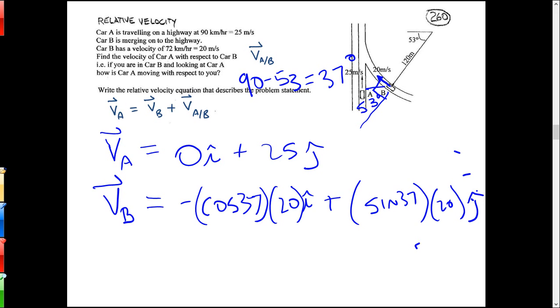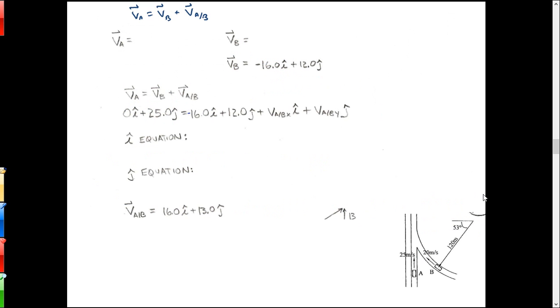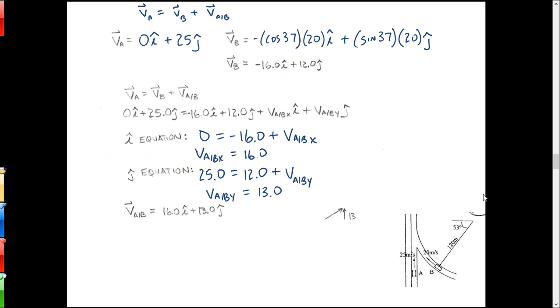So that's how I can get a vector expression for B. First, I have to find the angle that the VB makes at the horizontal, and then I just use a little bit of trig. I'm going left, I'm going up. Left means negative X, up means positive Y. Everybody doing okay with that? So when I get that figured up, I got VA is 0i plus 25j, VB then comes out to be negative 16i plus 12j. So now I can put all that stuff into a vector equation. So VA is 0i plus 25j, VB is negative 16i plus 12j.